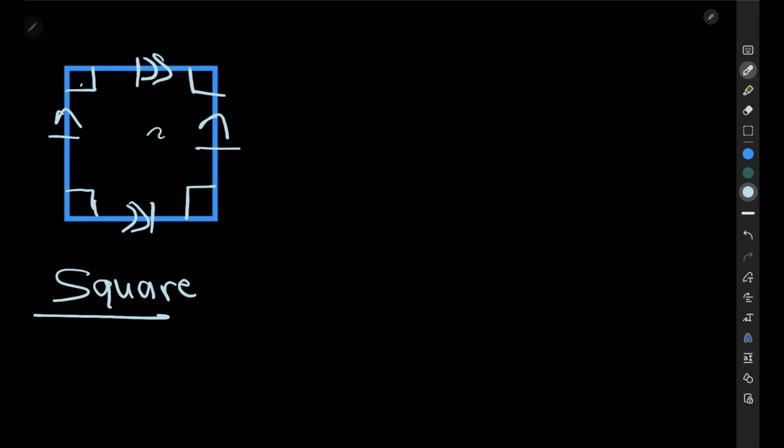And we also know that the diagonals bisect the corner angles, or they bisect the interior angles. But as well, the diagonals meet or bisect each other at 90 degrees. Let me just make that a bit neater. They bisect each other at 90 degrees.